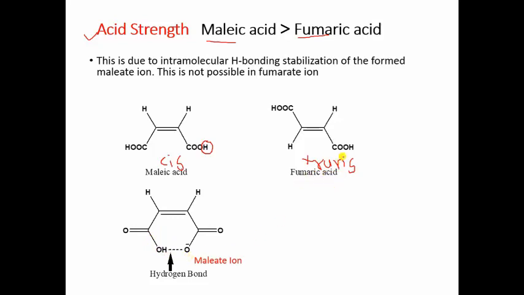But in fumaric acid, if it forms this carboxylic group, there is no chance to form a hydrogen bond to an adjacent carboxylic group. There is no adjacent carboxylic group, there is an adjacent hydrogen. So no hydrogen bond is formed, but the maleate ion can form a hydrogen bond. So this is due to intramolecular hydrogen bonding, stabilization of the formed maleate ion. This is not possible in the fumarate ion.